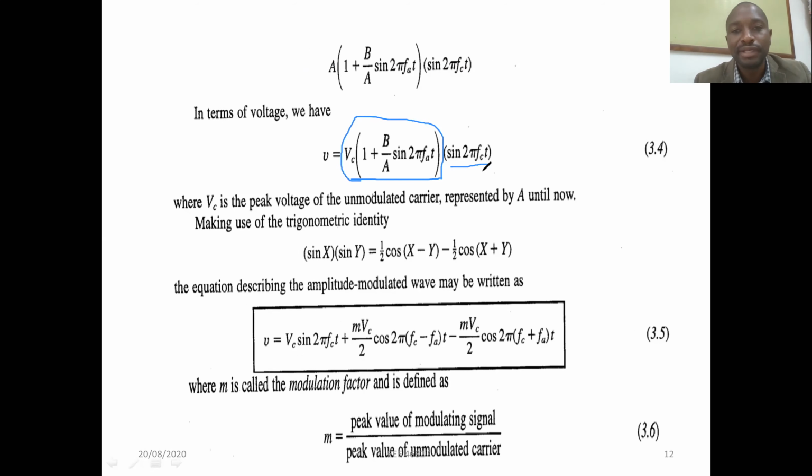This part is the carrier part, and we can further simplify equation 3.4 by applying the trigonometric identity, which is given below here. And when we apply this, we're going to get the output of equation 3.4 as shown in equation 3.5. And what you notice is that this will have three components. The first component is the carrier part, the second component is the lower sideband part, and the third component is the upper sideband component.